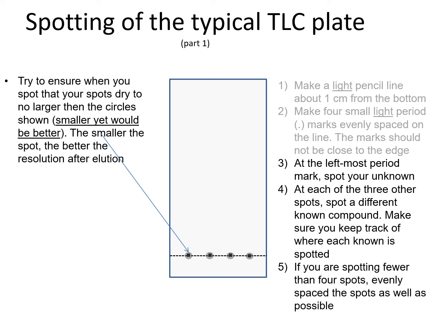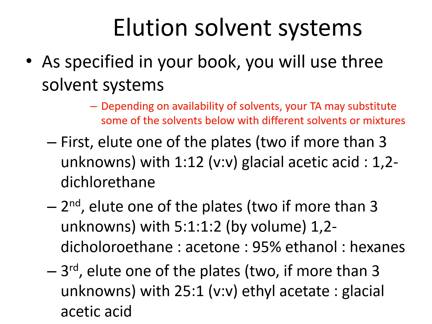If you have 4 samples, you have to divide the line in 4 equal portions. If you have 3, you do the same. So we mark the line with our pencil, and then each dot of the pencil will be used for each sample. Okay, for each sample to be spotted.